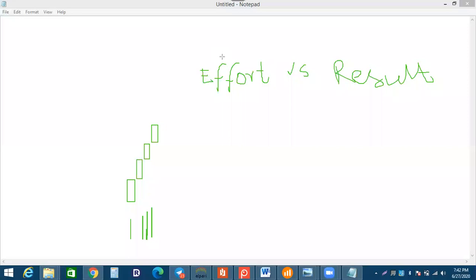So look at these volume bars. This effort is increasing, but the result is not increasing. Effort is increasing, result is not increasing. So you can understand this trend is a false trend. In the near future, we will find the reversal. In some candles, when the candlestick reaches the resistance level, you will find the reversal.